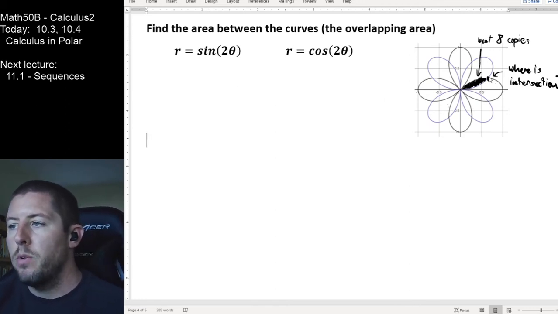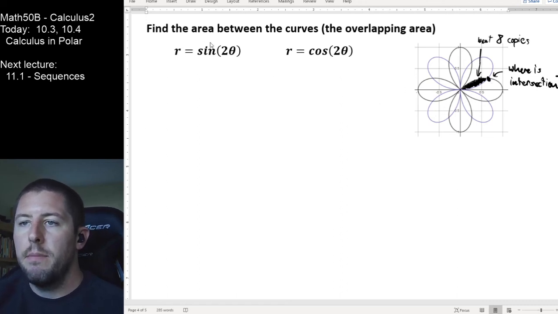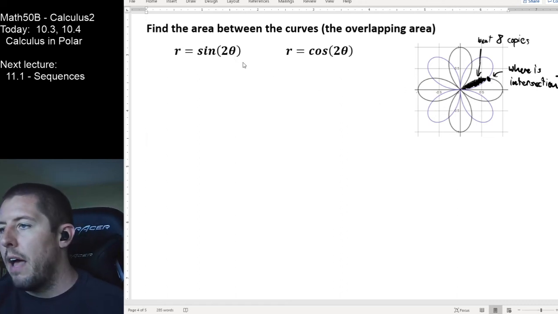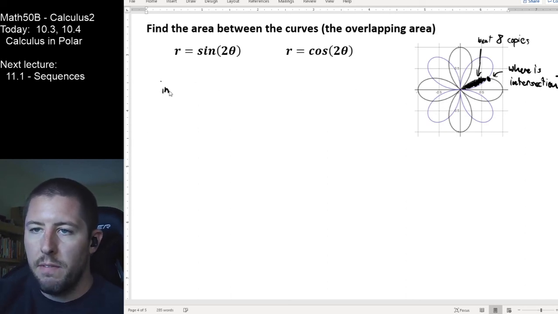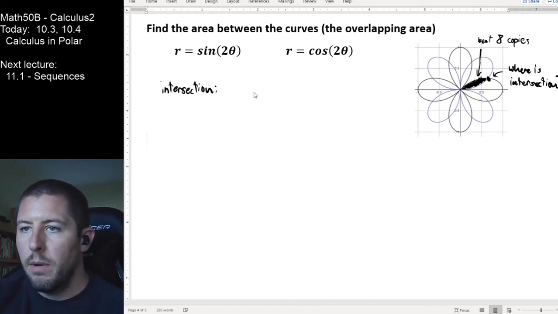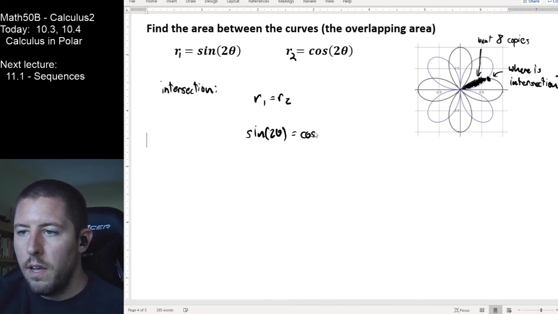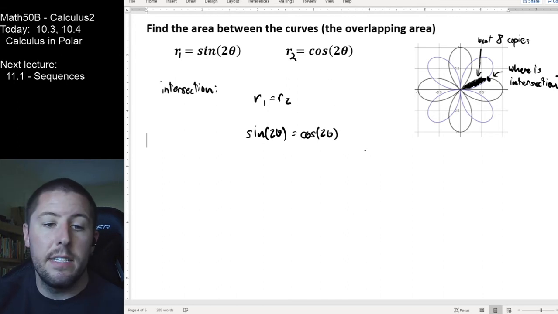So to find that point, it seems like I want to know the theta value at which the radii are going to be the same. Well, if at this point the radii are the same on each of the two curves, I can go ahead and set these equal to each other. So I'm going to find the intersection here by setting r, and I'm just going to call these r1 and r2 right here. And it looks like that's going to be sine of 2 theta equals cosine of 2 theta. And I need to solve this equation here.